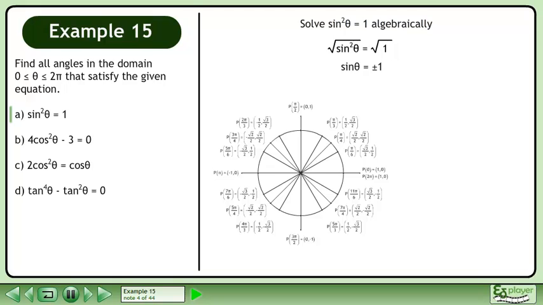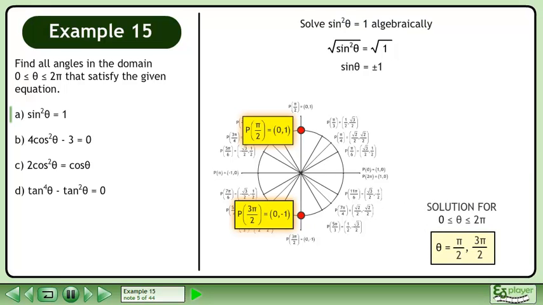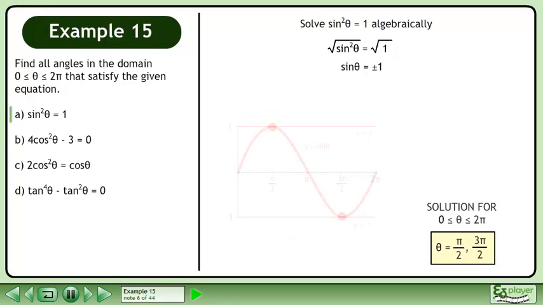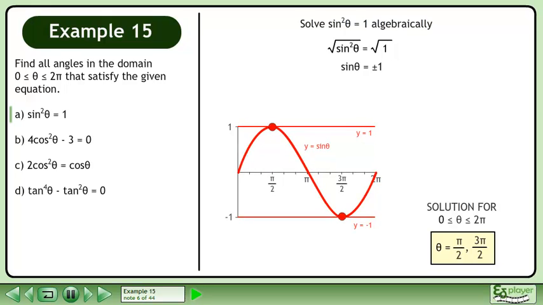Bring up the unit circle. Sine theta equals positive or negative 1 when theta equals pi over 2 or 3 pi over 2. If we look at the graph, we can see that y equals sine theta intersects the lines y equals 1 and y equals negative 1 at the angles in our solution.